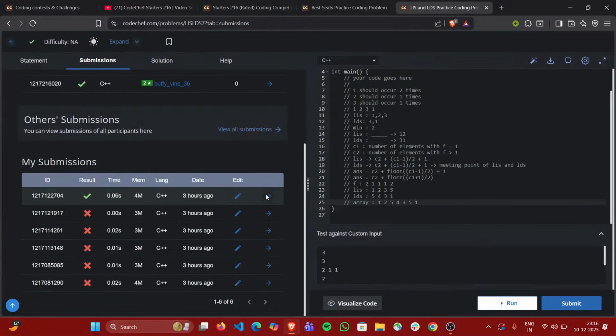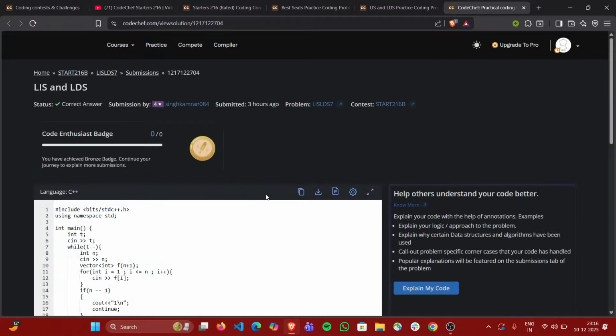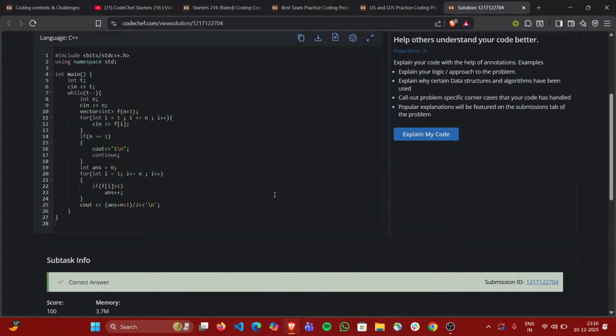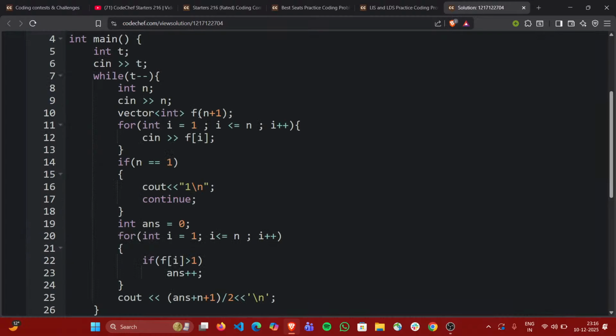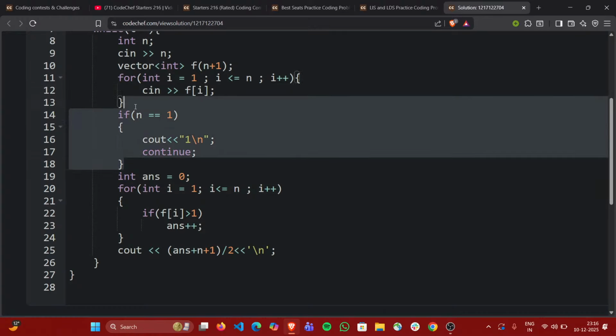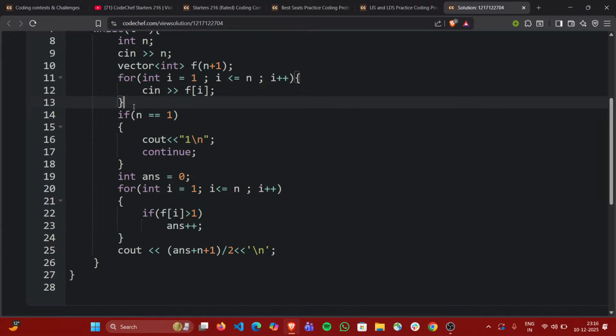So here is the implementation. Okay, so yeah, this is my solution implementation for this question. First of all, the frequency array, I have taken it as an input, with one-based indexing. So f of 1, then f of 2, and so on up to f of n, I have taken as input. If n equals 1, I simply print 1, handling an edge case.